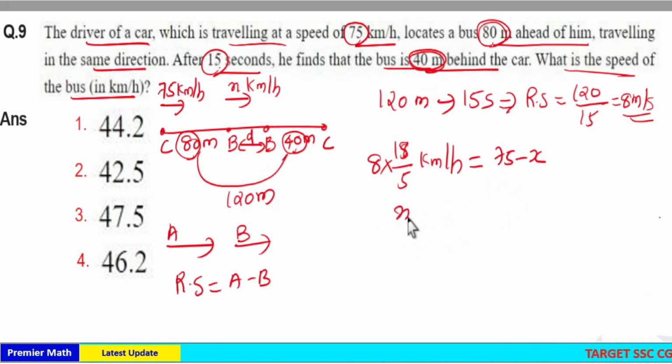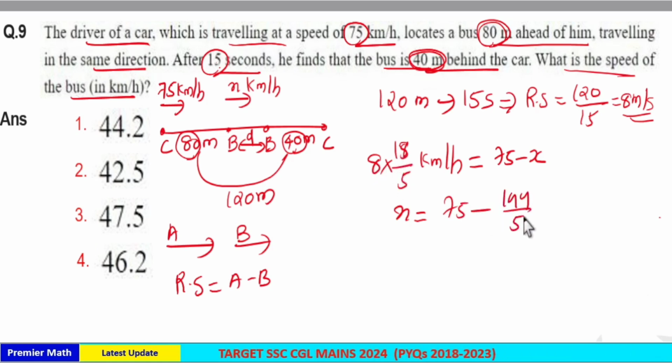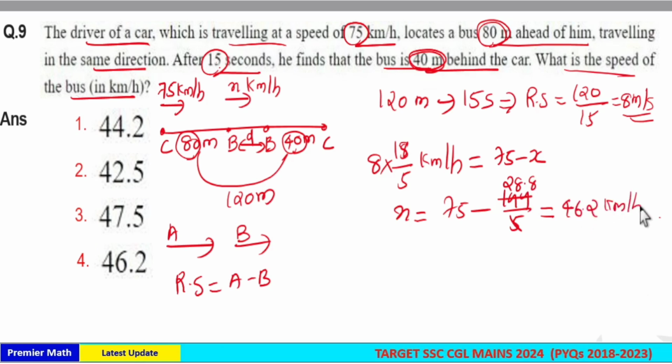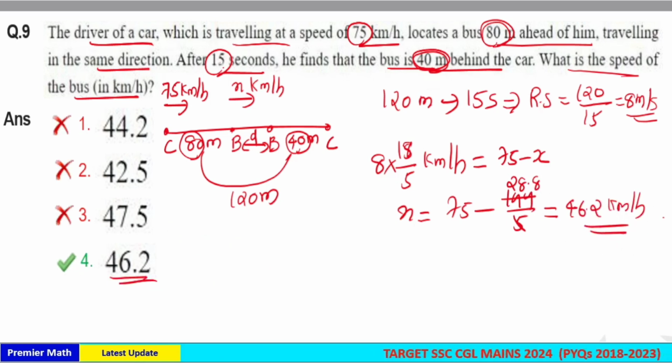Now from this, speed of bus is equal to 75 minus 8 into 18 by 5, is equal to 80 plus 64, 144. So 144 by 5. 5 goes 2 times in 10, 8 times in 40, again 8 times in 40. 75 minus 20 is equal to 55. 55 minus 8 is 47. 47 minus 0.8 is 46.2 km per hour. So option 4 is your answer.